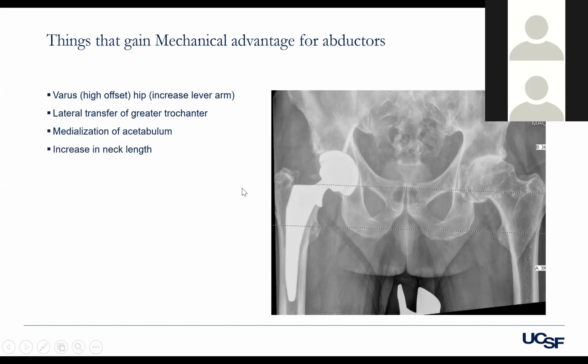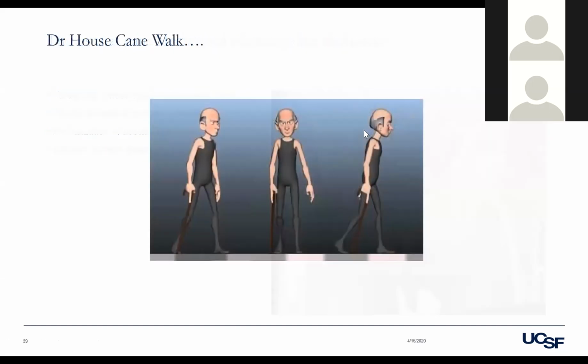But the farther lateral that trochanter is, the less they have to pull. It's a better moment arm from that pull to the center of rotation, so less force is needed to counteract the body weight. The same thing is done by moving that acetabulum medial. And the same thing is also done by increasing the neck length, because increasing the neck length is giving you leg length and offset. So it's that offset that's giving it a better mechanical pull.